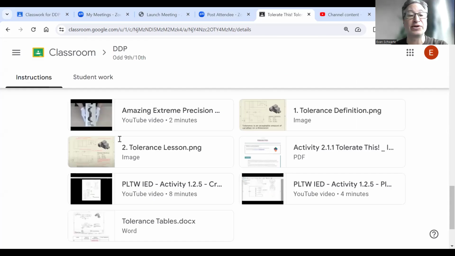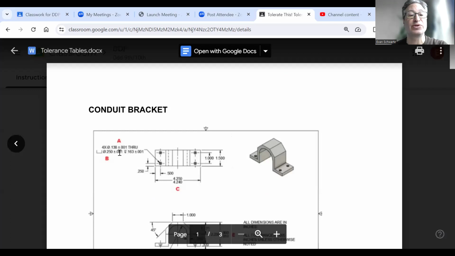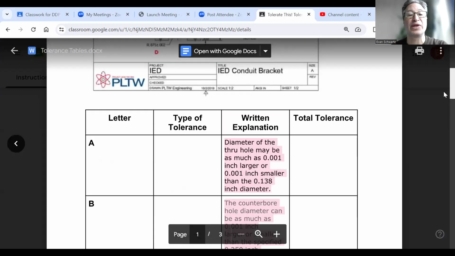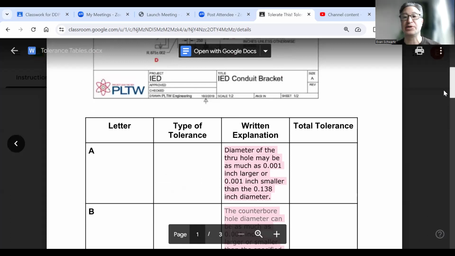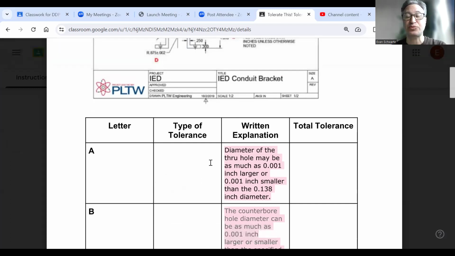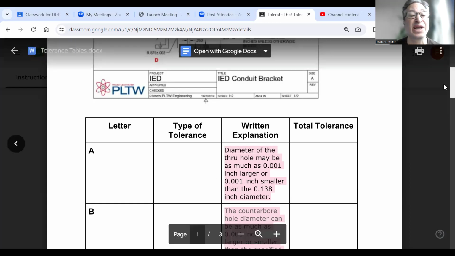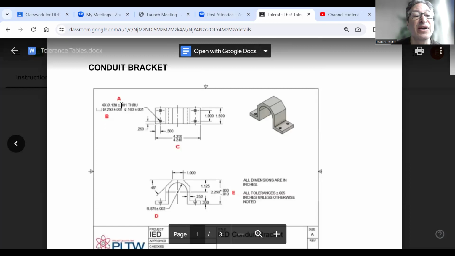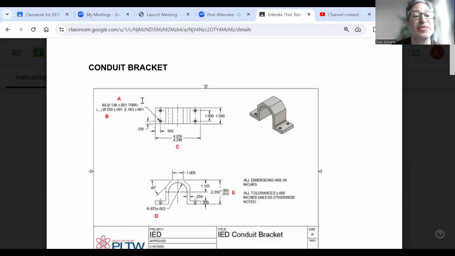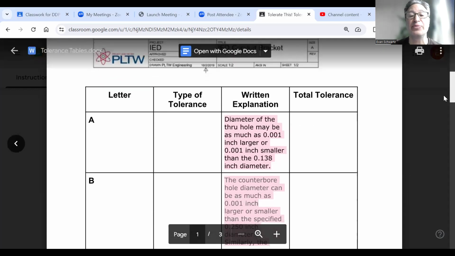So A is going to correspond to this A, B is going to correspond with this. We're going to write the type of tolerance. Is it a limit dimension? Is it bilateral? Is it unilateral? We're then going to write out the explanation of what the tolerance is, why it is. So the written expression for A, if we were to take a look at A here, we have this tolerance here, and all of this has to do with this hole. So both A and B have to do with that hole.